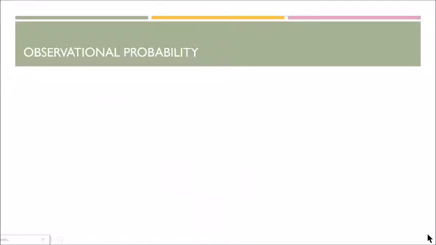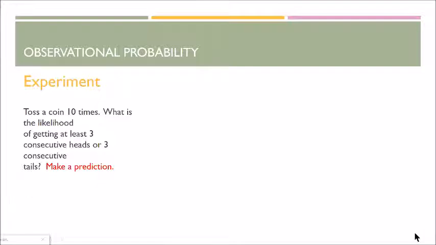So first, observational probability. Here's an experiment that we're going to talk about a couple times in this lesson. If we were to toss a coin 10 times, what's the likelihood of getting at least 3 consecutive heads or 3 consecutive tails?